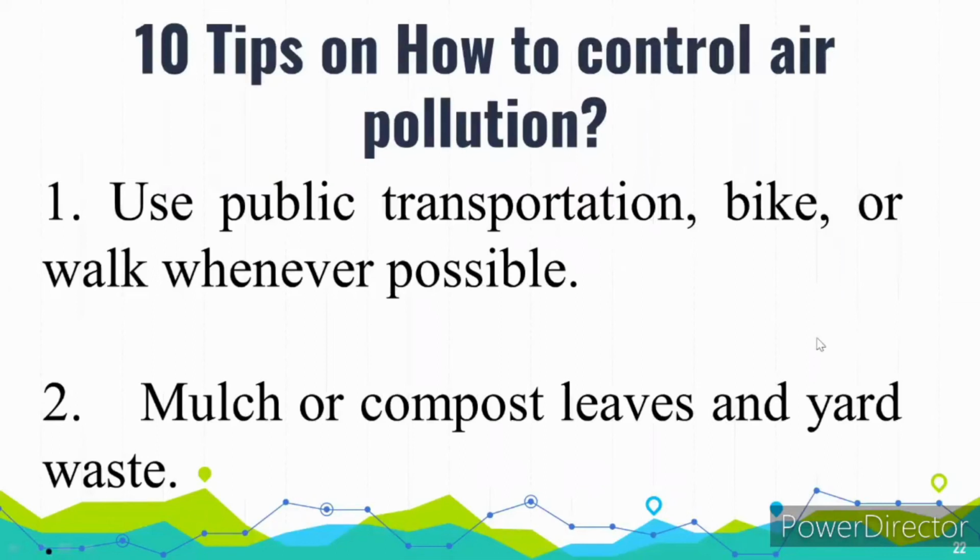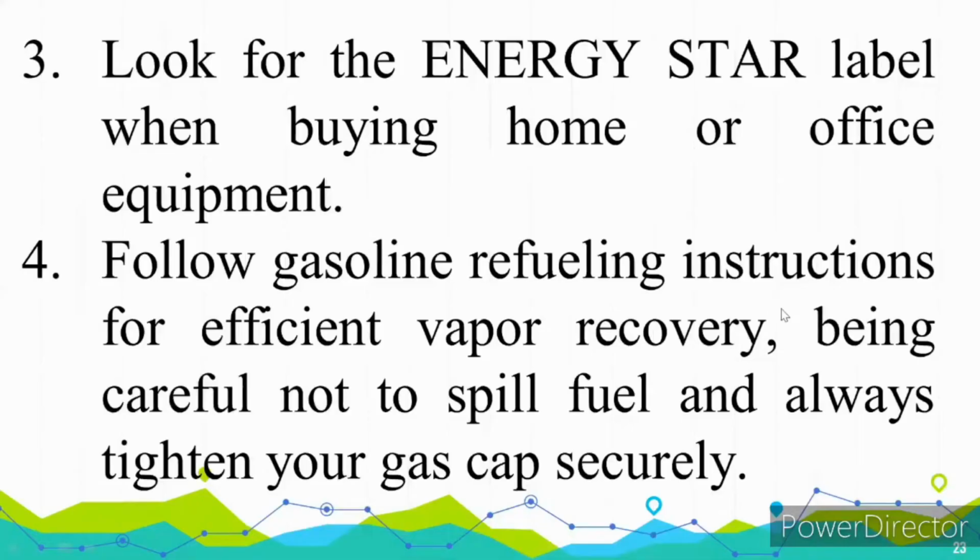So, as a person, I can give you tips on how to control air pollution. First, use public transportation, bike, or walk whenever possible, because we will control air pollution. Second, mulch or compost leaves and yard wastes. Next, look for the Energy Star label when buying home or office equipment.